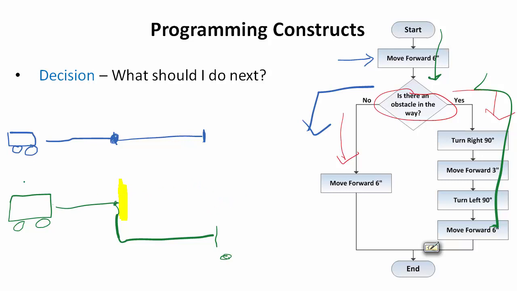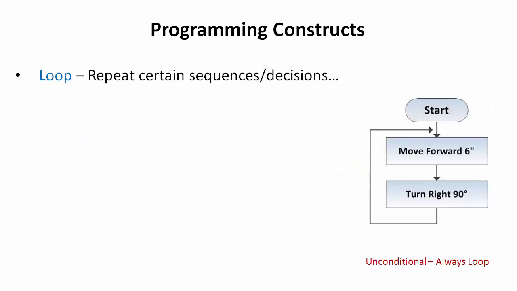Okay, so let's take a look at the third construct, and that's going to be loops. So notice in the prior examples, we basically had programs that started and stopped, and you know that usually when you have a program, it runs forever, okay? So how do you keep a program running? Well, you do that in a loop.